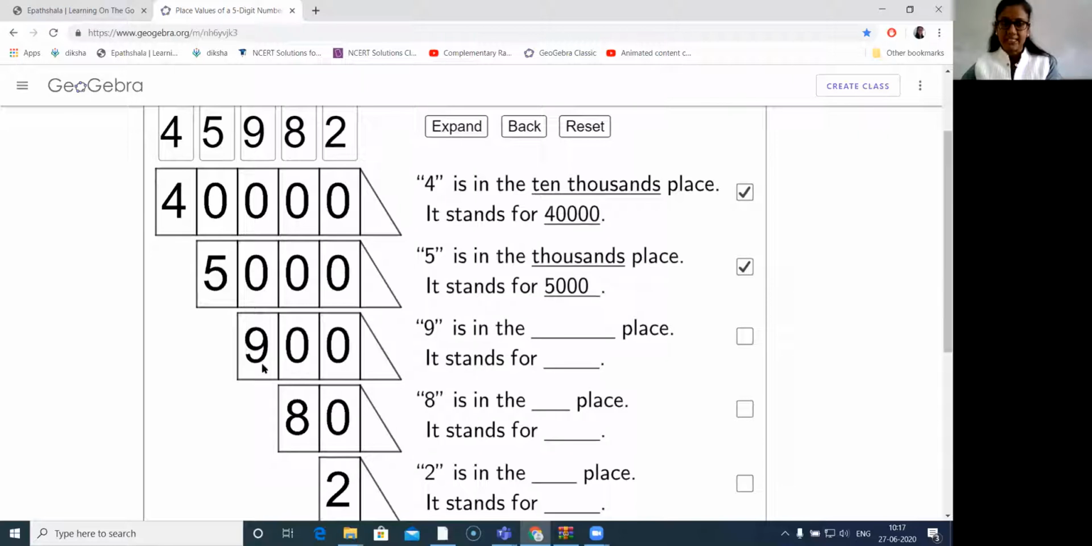Then 9 is sitting in the hundreds place, and hence it will stand for 900. 8 is sitting in the tens place and it stands for 80. 2 is the last place, that is the ones place or the units place, and it stands for 2. So this is how we have expanded a given 5-digit number.